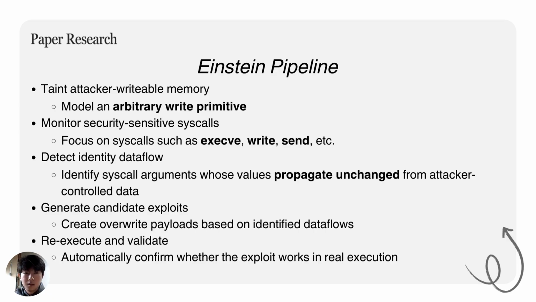Fourth, generate candidate exploits. Based on this analysis, the framework automatically constructs overwrite payloads that can influence the syscall. Fifth, re-execute and validate. Finally, Einstein reruns the target program and verifies whether the exploit actually works in a real execution environment.